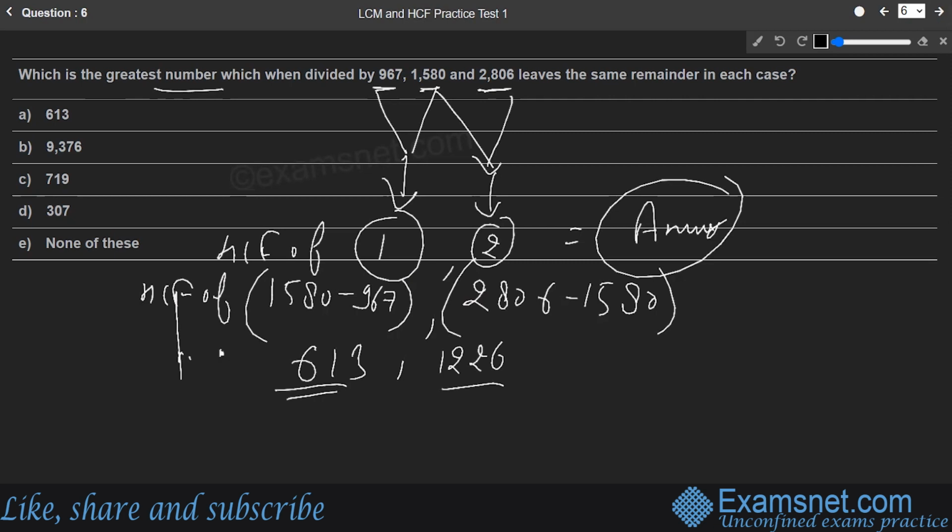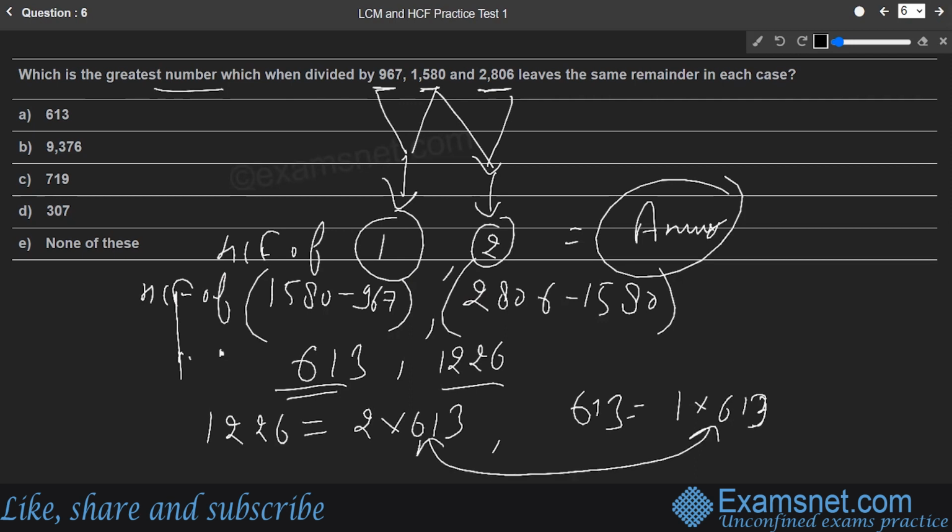For finding the HCF, we do the basic prime factorization. If you factorize 1226, it is nothing but 2 into 613. And what is 613? 613 is nothing but 1 into 613. So what is common between these two numbers' factors? It is nothing but 613. So 613 itself becomes the highest common factor. 613 is the only common factor, and obviously the highest also. So 613 is the right answer, which is available in option number A.